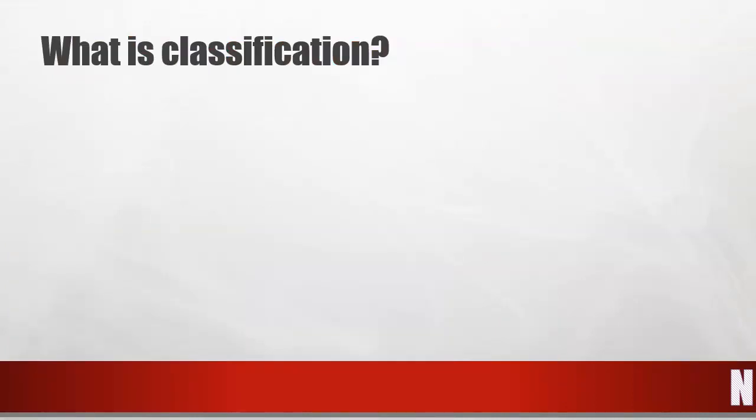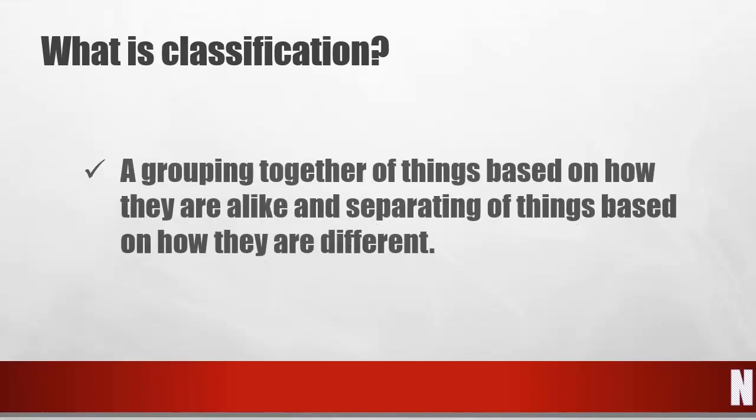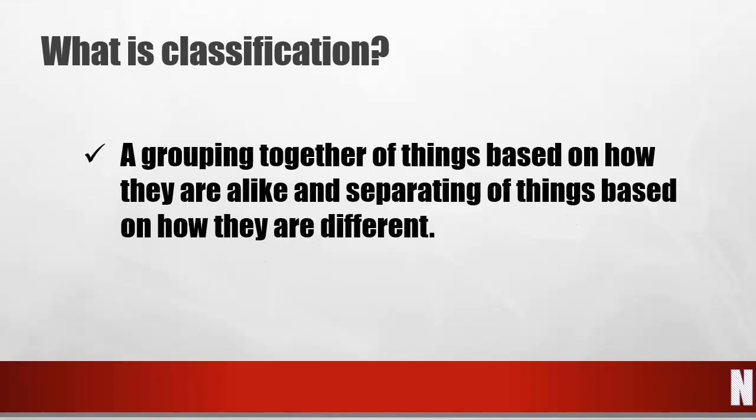So we're going to talk about classification within this chapter. So my question to you is, what is classification? Well, guess what? We haven't talked about it yet. So I'm going to tell you what classification is. It is a grouping together of things based on how they are alike and separating of things based on how they are different. So we group them together based on how they're alike, and then we're going to separate them from that same pile based on how they're different. And that's how we classify things. So that's classification.